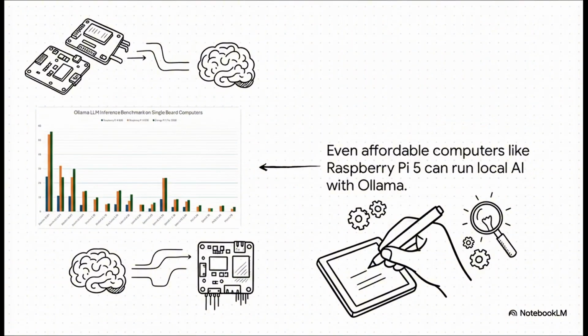And get this, it just shows how accessible local AI has become. People are now running these language models on tiny, affordable computers like the Raspberry Pi 5. Now, they're not going to beat a high-end gaming PC, but the point is, they work, and they work surprisingly well for a lot of tasks. This is huge for democratizing AI development.